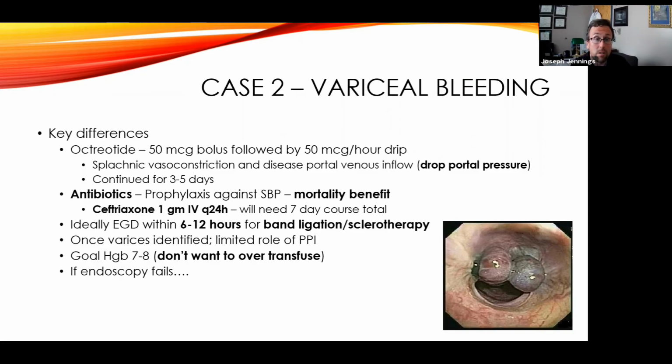For patients with cirrhosis, you're going to give antibiotic prophylaxis against SBP. This is not stopping the bleeding. It has nothing to do with the bleeding, but it has a mortality benefit, which is important for our patients. Also a very fun test question that they love to ask you.